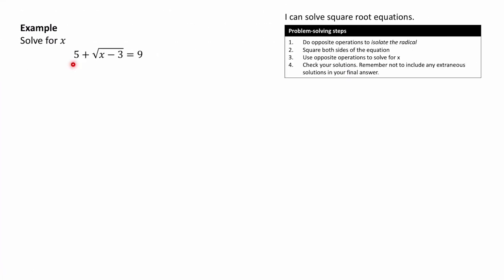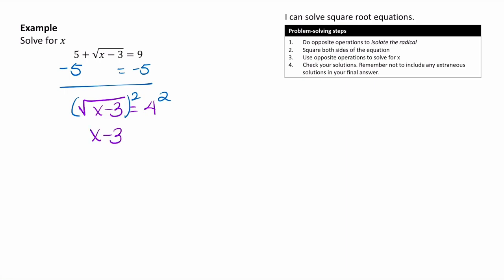Well, in this case, we don't have our square root isolated, right? We have this extra 5 there. Since that is a positive 5, I'm going to go ahead and do the opposite and subtract 5 from both sides of my equation. When I subtract 5 from both sides, I have the square root of x minus 3 equals 9 minus 5, which is 4. Now that that square root is isolated, I can go ahead and square both sides. So when I do that, I get x minus 3 is equal to 4 squared, which is 16.